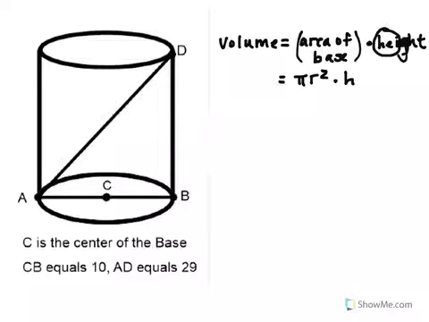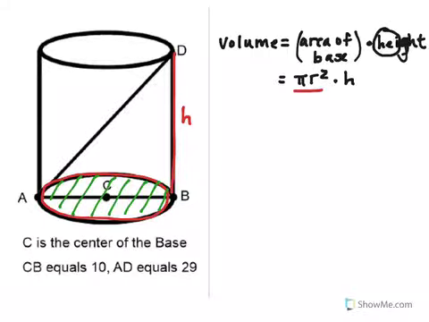The volume of a cylinder is the area of the base times the height. With a cylinder, because the base is a circle, the formula for the area is pi r squared, and then we multiply that times the height to give us the volume. So we can label this as height, and we're interested in this area here. So area times the height.